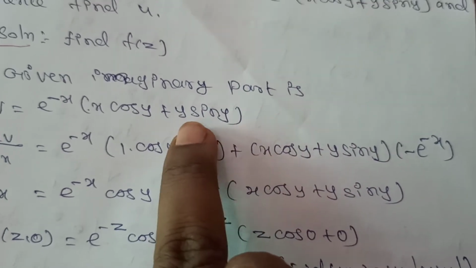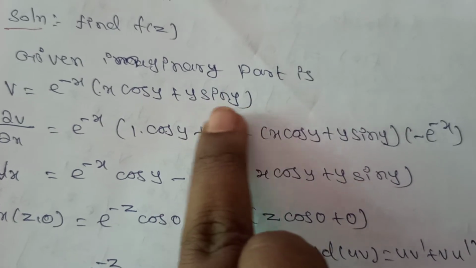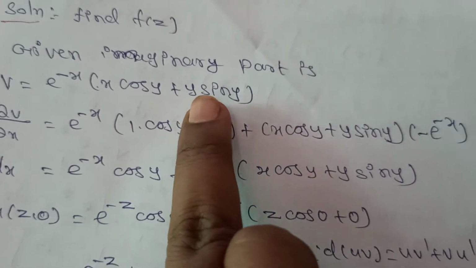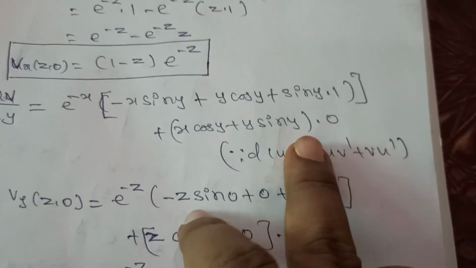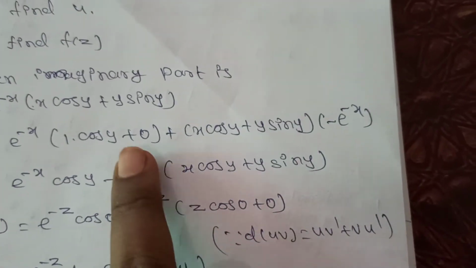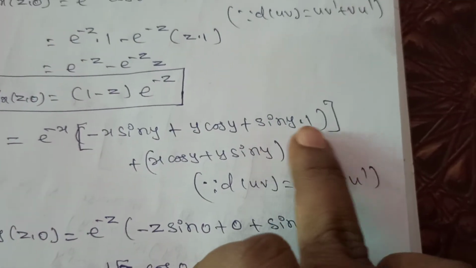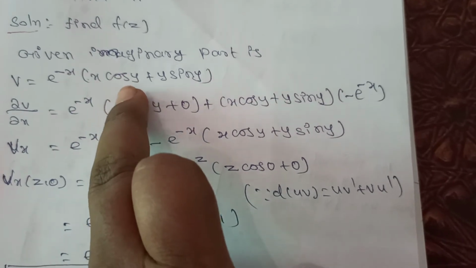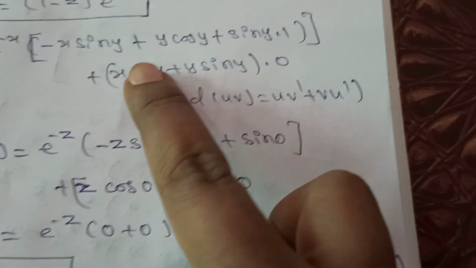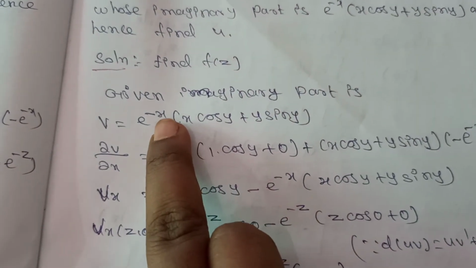Again, by using the uv formula, u v dash plus v u dash. In this term, u v dash is y into the differentiation of sin y, which is cos y, so y into cos y, plus v u dash, that is sin y into the differentiation of y, which is 1, so plus sin y into 1. Then take the full value as v, and again by the uv formula, plus v u dash. So plus x into cos y plus y sin y into u dash, that is e power minus x differentiated, value 0.